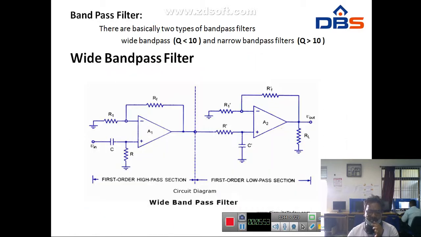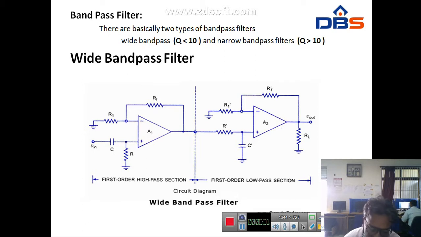Next we will see the band pass filter. There are basically two types of band pass filter: one is the wide band pass and the other is the narrow band pass filter. The band pass filter has a pass band between two cutoff frequencies. In this pass band we have two cutoff frequencies, one is FH and the other is FL, where FH is greater than FL.